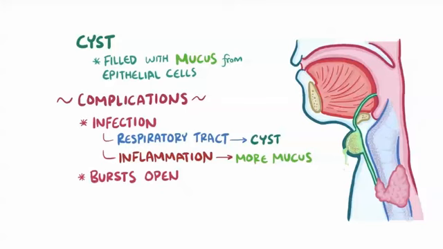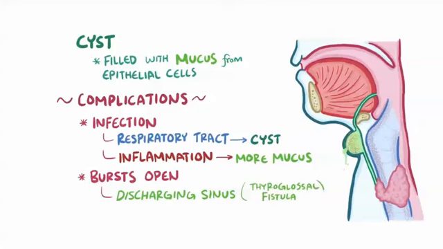Second, the thyroglossal duct cyst can enlarge to a point where it bursts open, letting the mucus pour out, and that can form a discharging sinus, which is sometimes also referred to as a thyroglossal fistula, even though it's usually not a true fistula. Now, these can also form if the thyroglossal duct cyst is damaged during surgery.